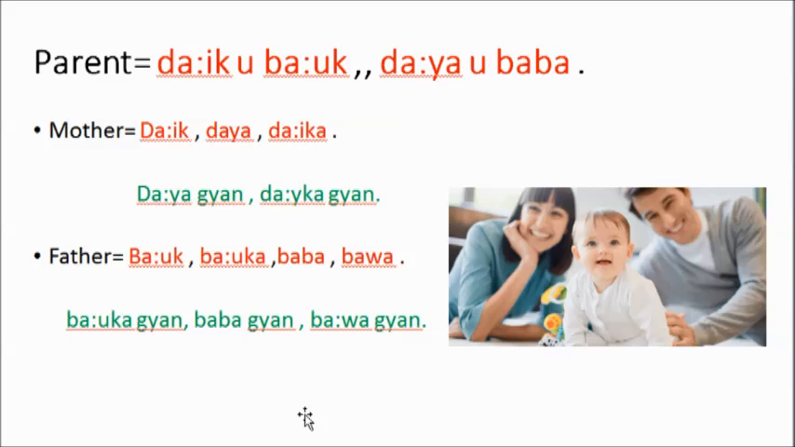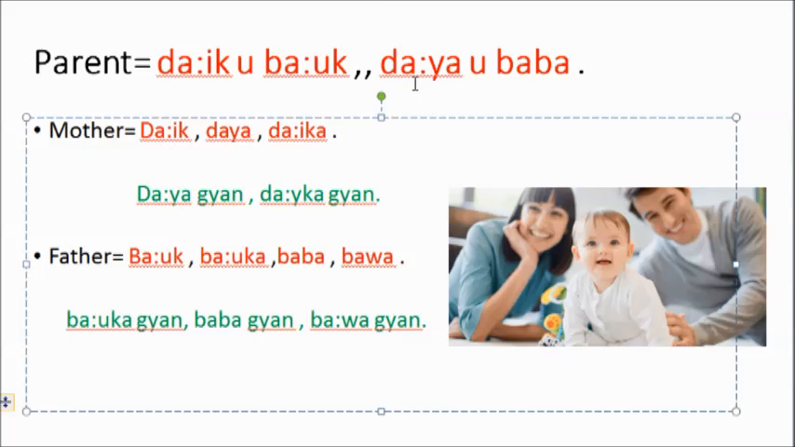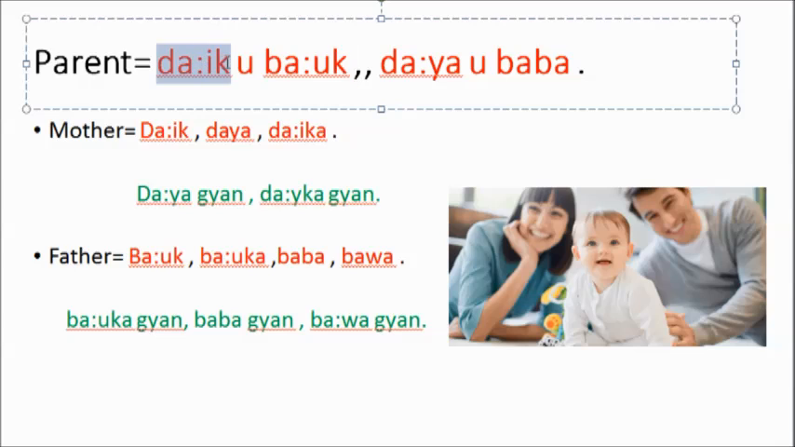Okay, we have parent. Parent, actually, you can say daikubauk, or you can say daeobaba. Daikubauk is formal. This is kind of informal. Okay, so let's see. Basically, it means parent. It means mother and father.